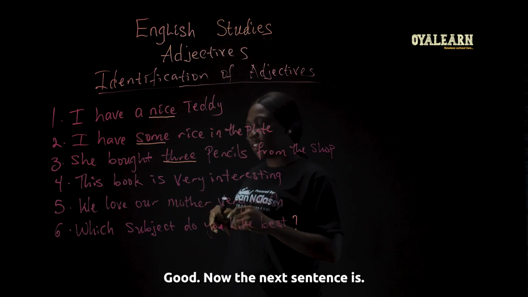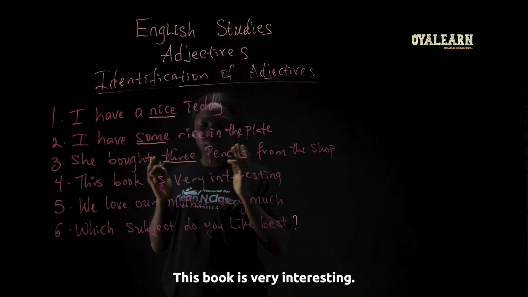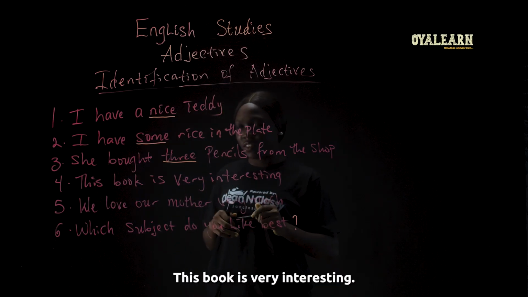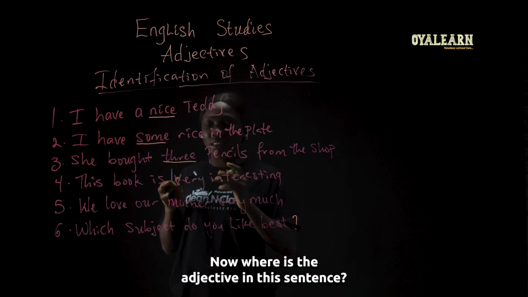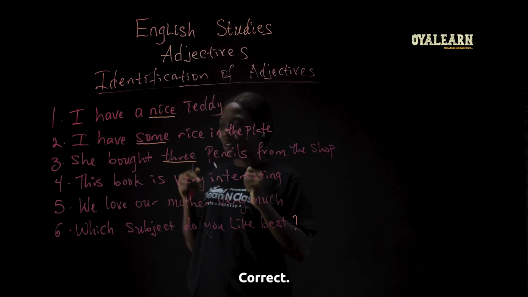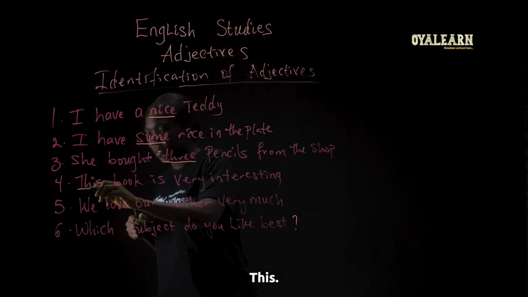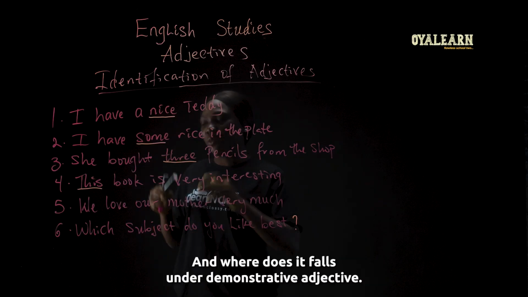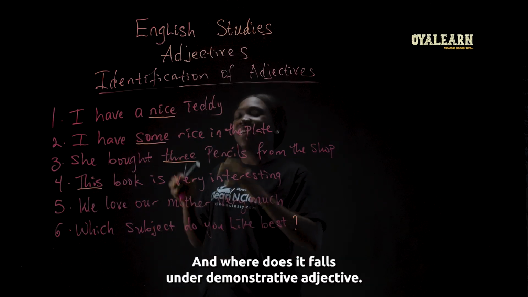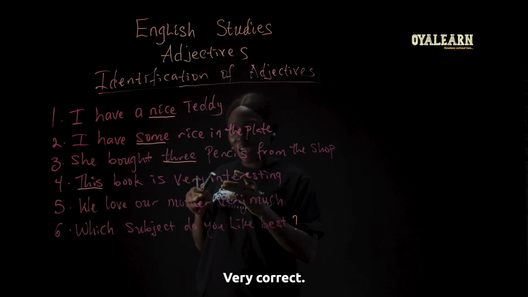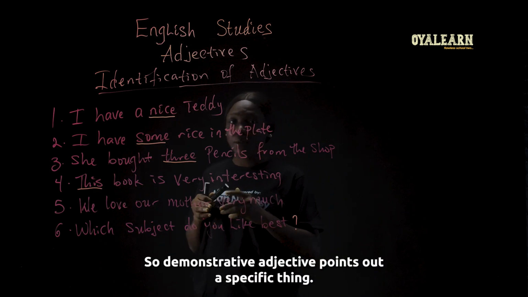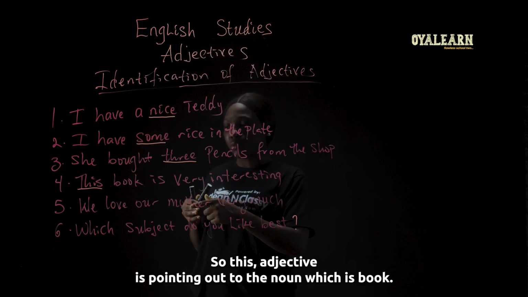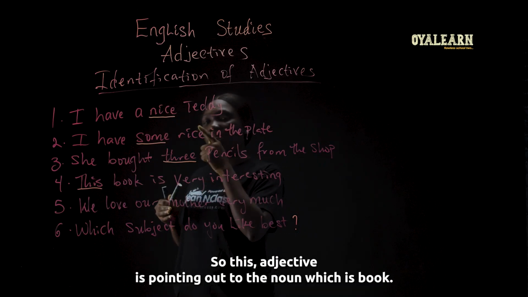Good. Now the next sentence is this book is very interesting. Now, where is the adjective in this sentence? Correct. This. Thank you for following. So this is the adjective. And where does it fall under? Demonstrative adjective. Very correct. Demonstrative adjectives point out specific things. So this adjective is pointing out the noun, which is book.